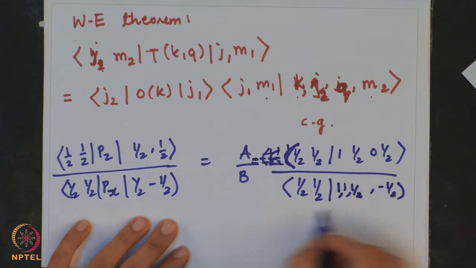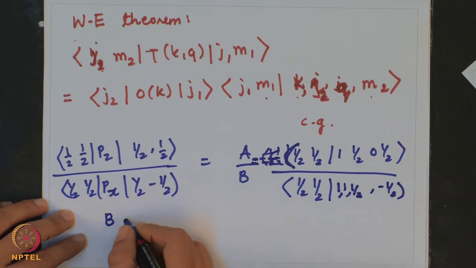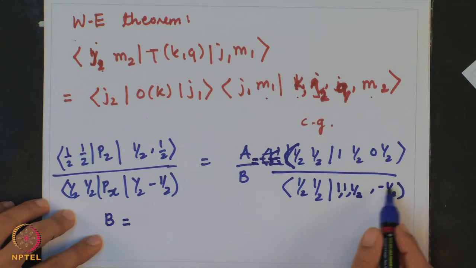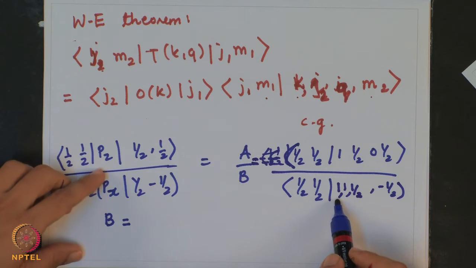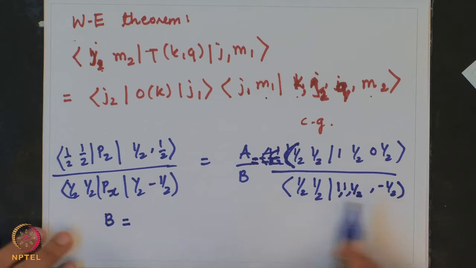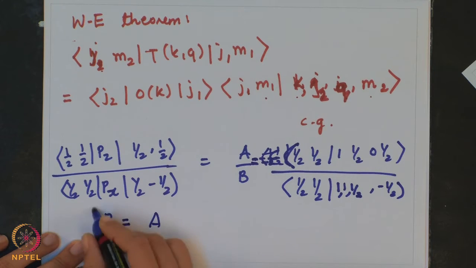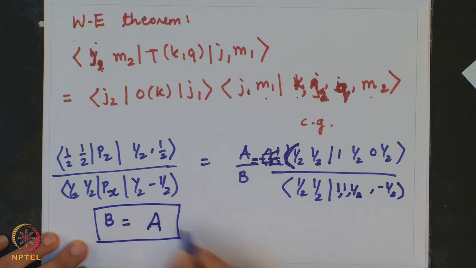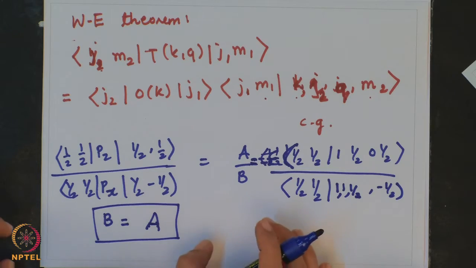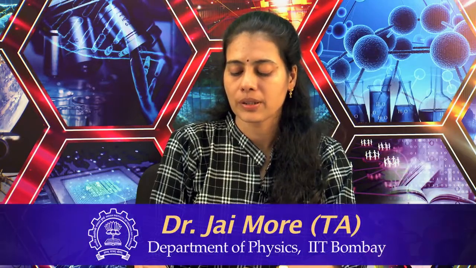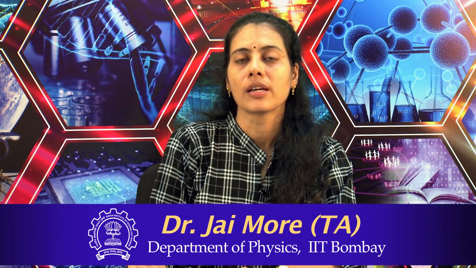These quantities you can evaluate using the CG table. Here your K is 1 and your Q is also 1. So B you will find is equal to A. If this is not very clear, you will get the essence of this problem in the next tutorial. So let us stop here and we will continue in the next session, which will be the final session.